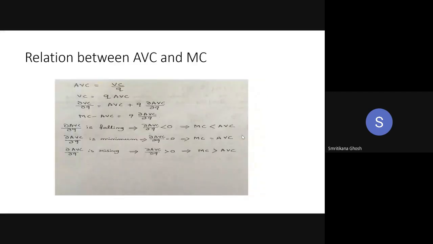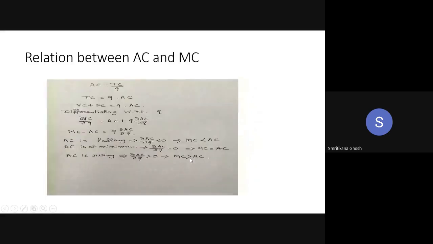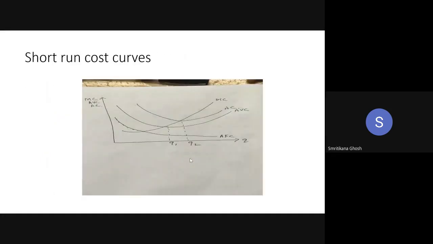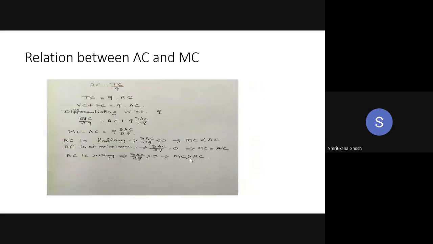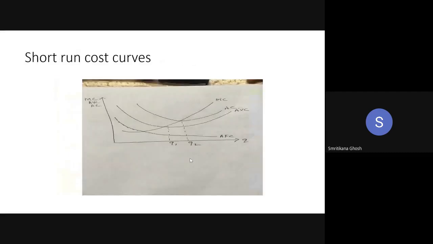Again, the AVC and MC. Okay, that we have done, na? AC and MC, yes, that we have done. Anyway, it's done again here. If you need only the mathematical portions, these are here. So this is all about the short run cost curves.